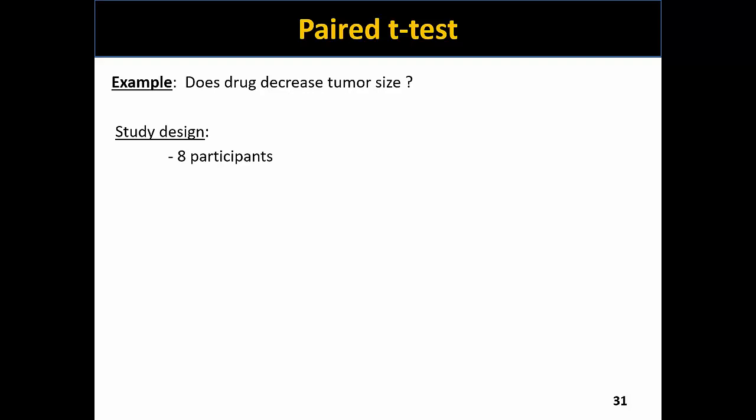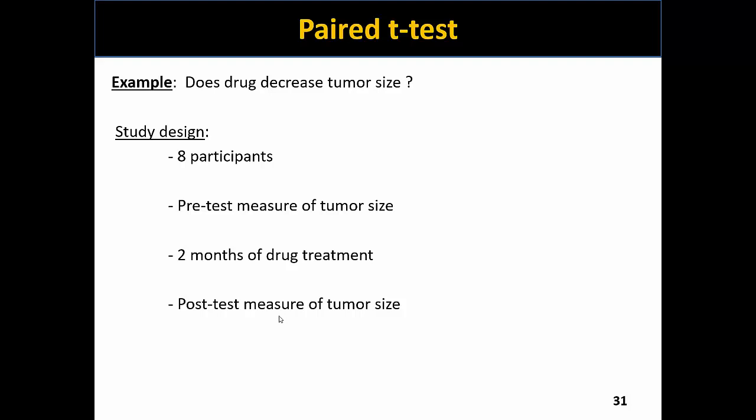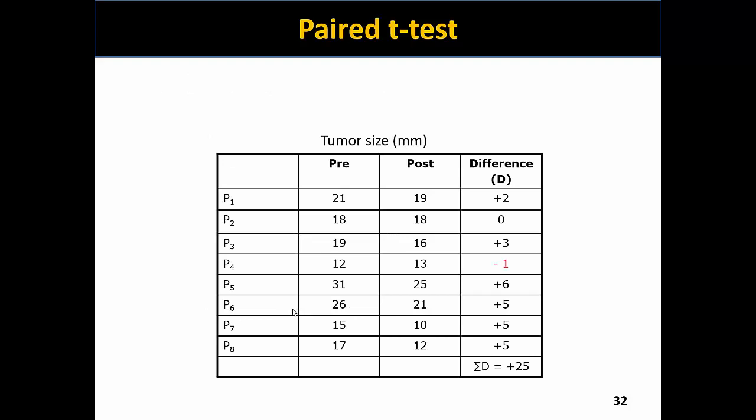And so in this particular study, 8 patients that were diagnosed with tumors were recruited, so it's a fairly small sample size. Pre-test measures were obtained of the tumors of the patients in this study. The patients were then prescribed a new experimental drug for 2 months, and then post-test measures of tumor size in the same participants were obtained. And so this chart here summarizes the raw data in tumor size.